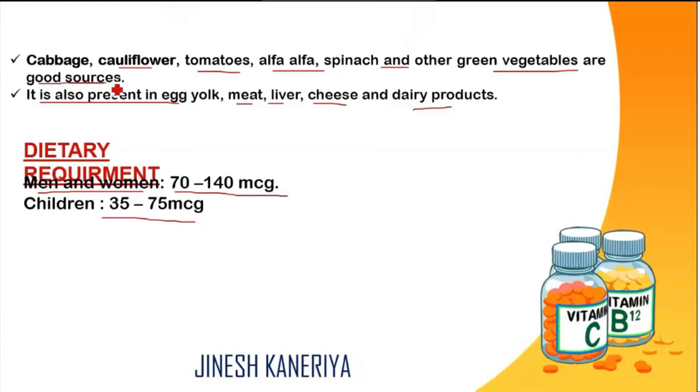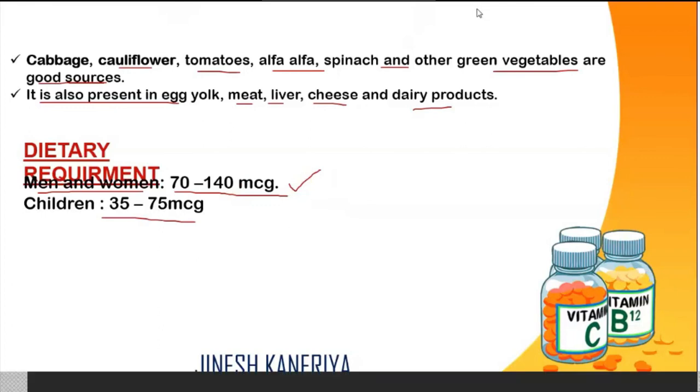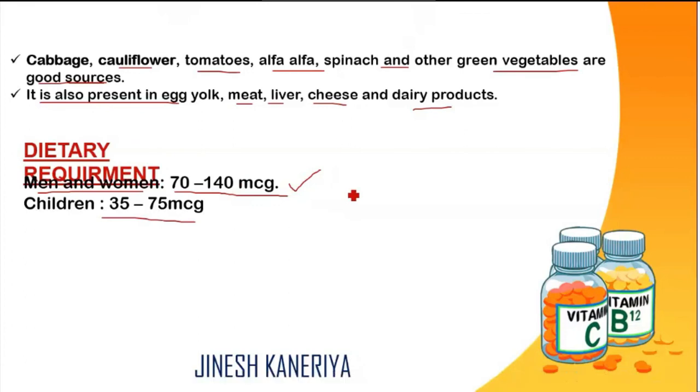So green vegetables are a good source of vitamin K, and animal meat, liver, cheese and dairy products are also good sources of vitamin K. The daily requirement is 70 to 140 micrograms in women and men, and in the case of children it is 35 to 75 micrograms.